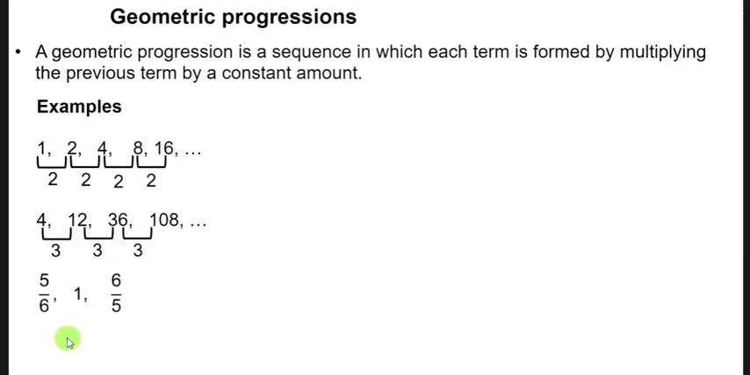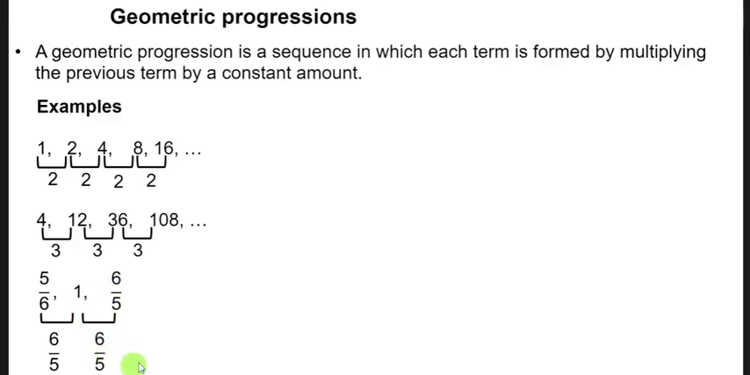Equally, in this geometric progression here, to move from 5/6 to 1, we multiply 5/6 by 6/5. Again, to move from 1 to 6/5, we multiply 1 by 6/5.